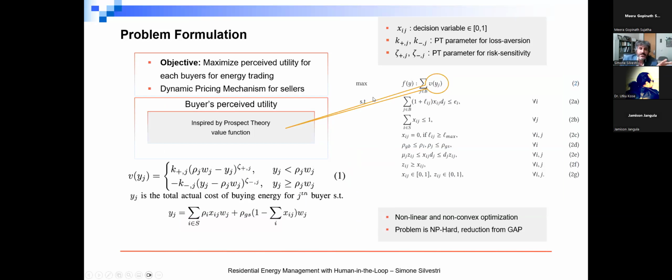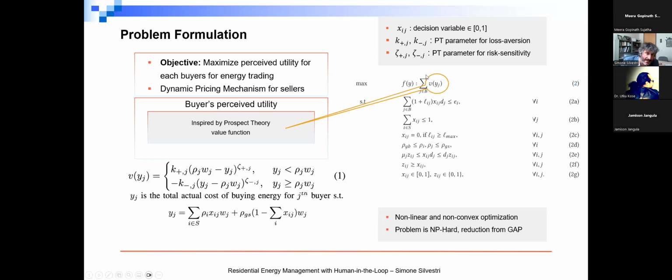So first, let's consider sellers. Here, as we said, we want to maximize their perceived utility, and this is expressed as the deviation from their reference price, which is the price at which they would like to sell energy. So we formulate this optimization problem in which the objective is to maximize the prospect theory value function, which is basically the utility function of the users defined according to prospect theory, as I said before. You can see the big formulation here on the left, but don't worry too much about it. It's basically a nonlinear function that models gains and losses in a non-symmetric way.